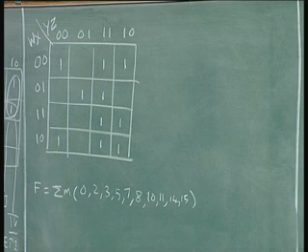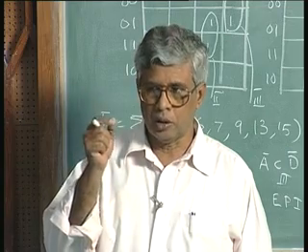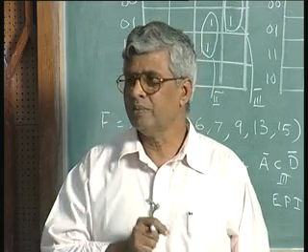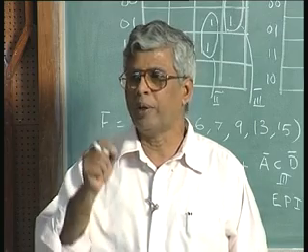Now, what are the different ways of combining? Again we want to do it efficiently. We have to make the smallest possible number of prime implicants and make a combination which is the minimum possible combination.